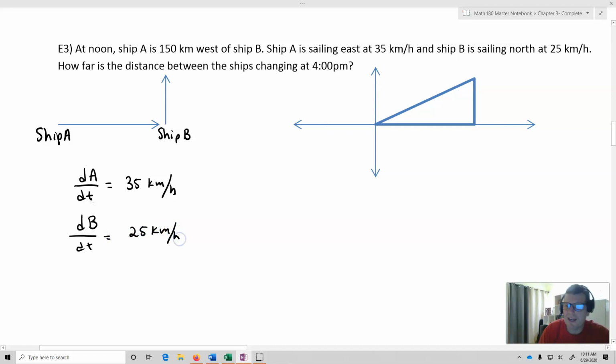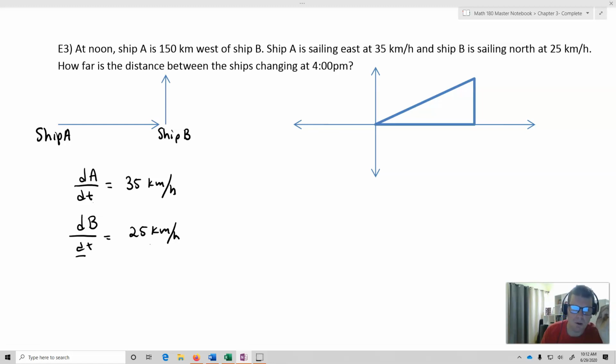Now, right now we're not really going to worry so much about the fact that they're moving in different directions. Later on, when we do multivariable calculus or work with vectors, we can really think about these different directions. Right now, let's just stick with the basics, the basic rates, our derivatives, rates of change. How fast is the ship sailing? Notice fast, acceleration, speed, those are all derivatives. dA dt is 35 kilometers per hour, dB dt is 25 kilometers per hour. How fast is the distance between the ships changing at 4 o'clock p.m.?